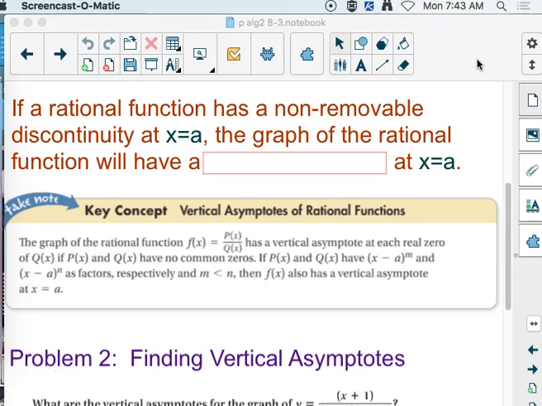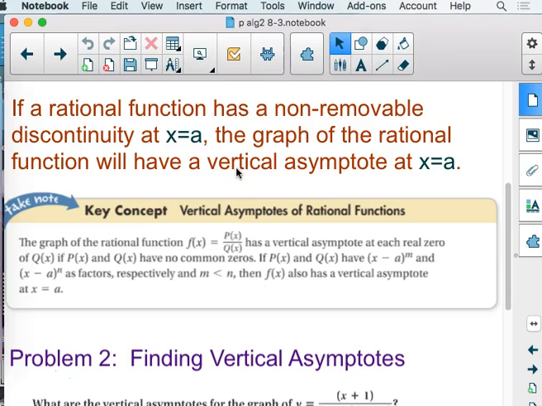If it doesn't cancel, it's going to be a vertical asymptote. So if a rational function has a non-removable discontinuity, that meant it was not going to cancel. It's not going anywhere. That means the graph of the rational function is going to have a vertical asymptote at that x equals a, whatever it is. Those that will cancel are holes. And I went through and showed you how we could actually find where the hole is going to be. And that's really a good practice to get into. Instead of making the graph and then accidentally forgetting you're supposed to put a hole in there, getting a hole on the graph right away is usually a good idea.